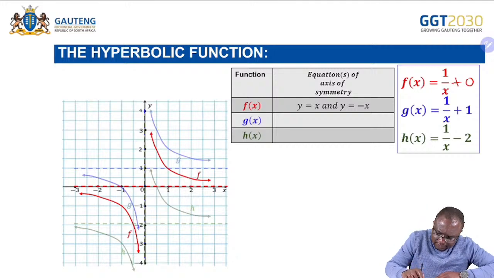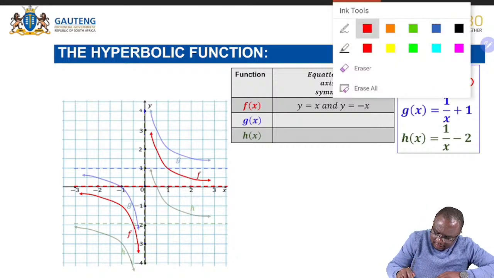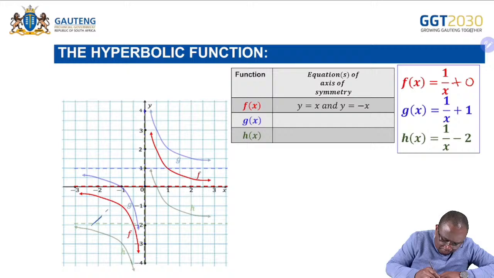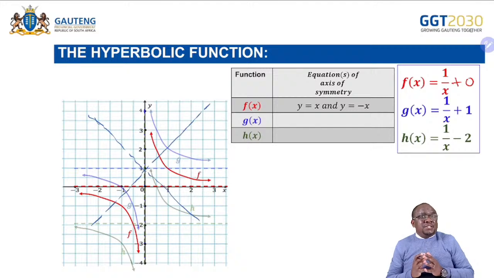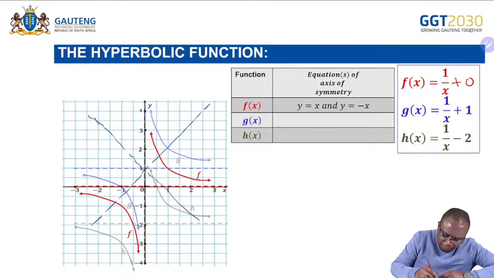Right? Let me just find the color. Right, this line is going to pass here, and then the other one like this. What has changed here? The gradients have not changed. It's still one with gradient of positive 1 and the other one with gradient of negative 1. So it's going to be y is equal to x.